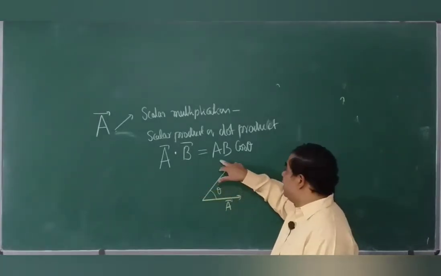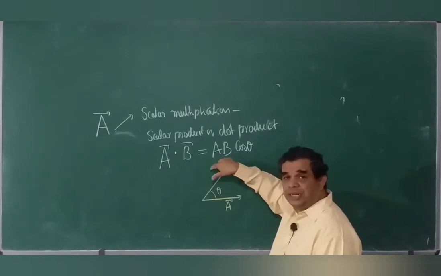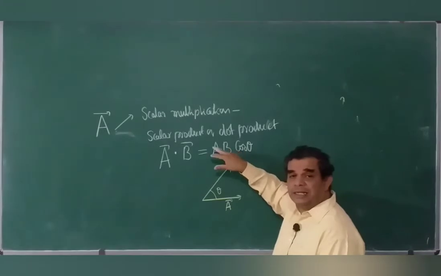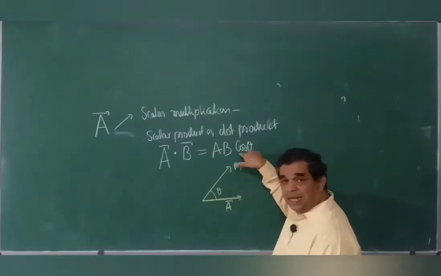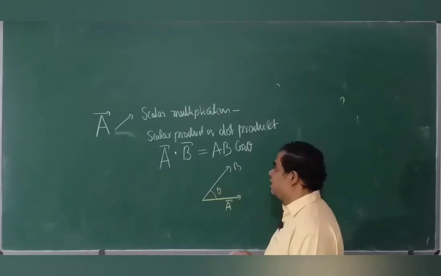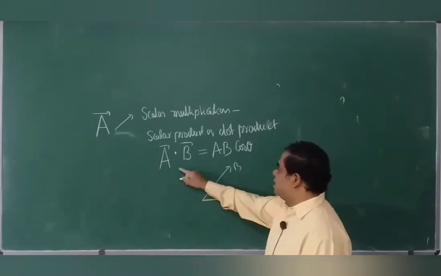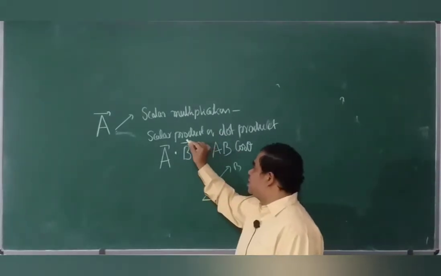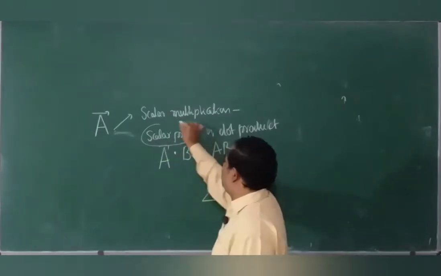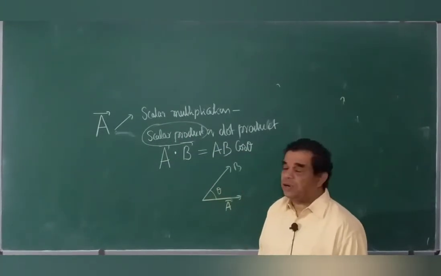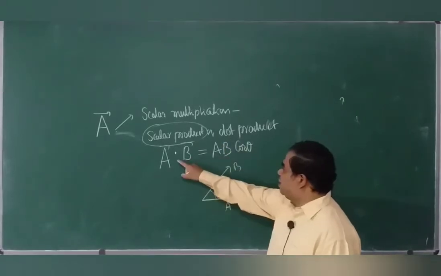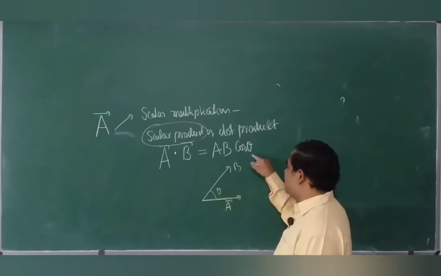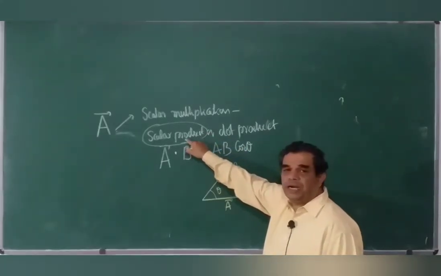Observe, the magnitude of A is constant, a scalar. The magnitude of B is constant again, scalar. Theta is a scalar. Therefore, AB cos theta is a scalar. That is why this type of product of two vectors results in a scalar. We call it as scalar product. Because the way in which we write by putting a dot, that tells us dot product. The way the answer what we are getting is a scalar, that's why we call it as scalar product.